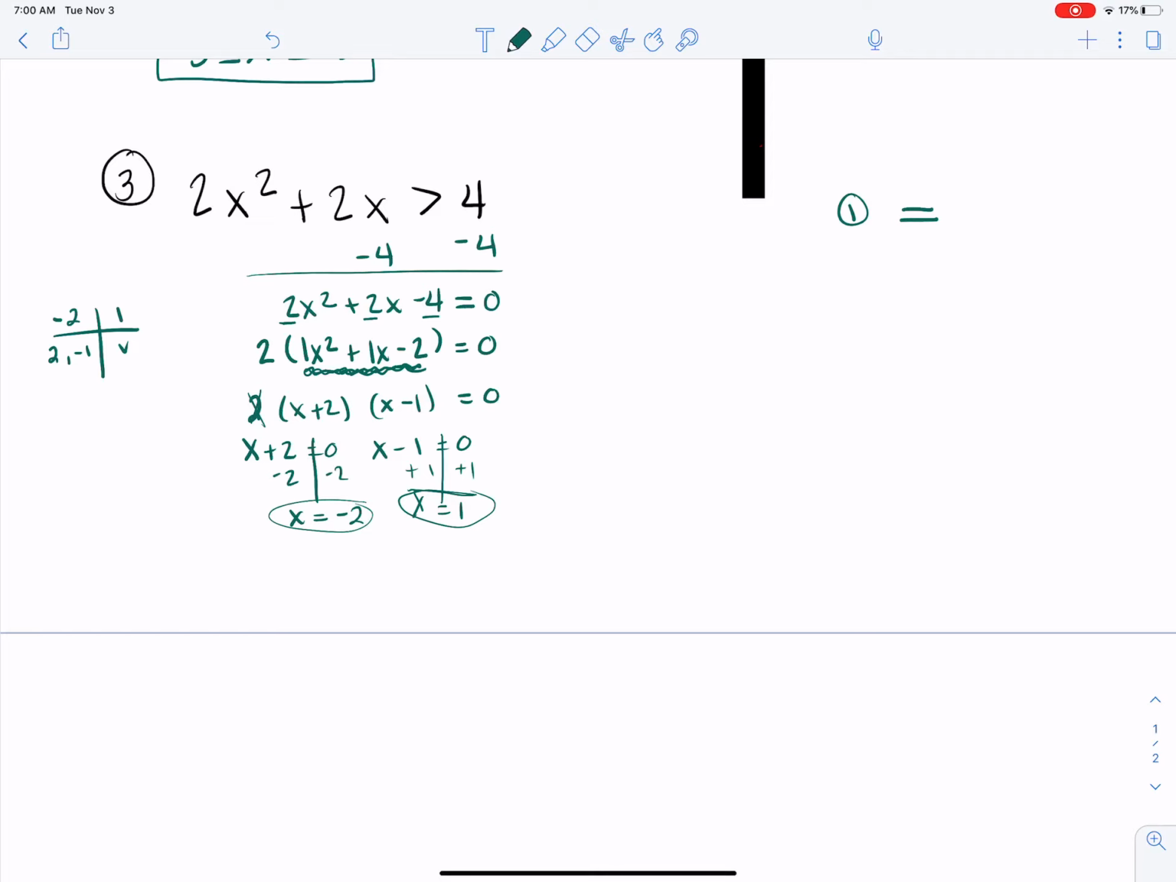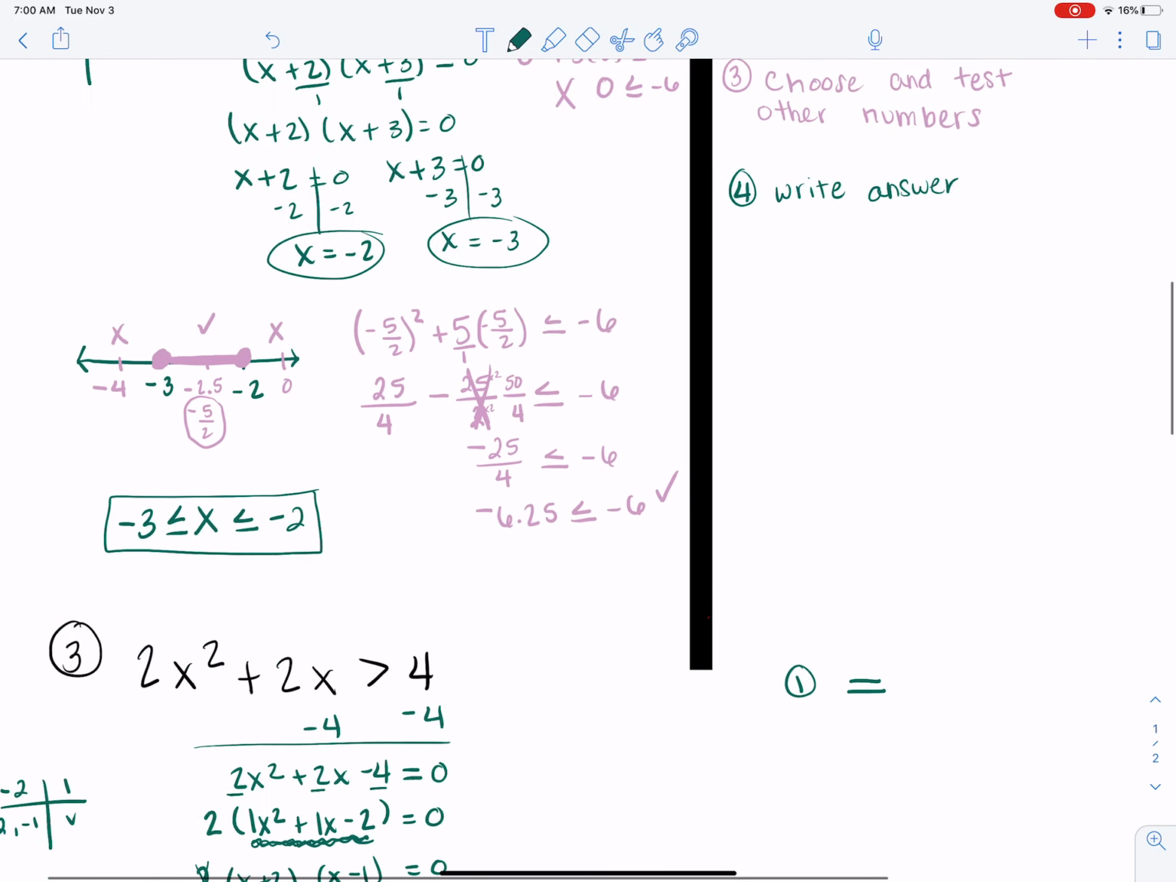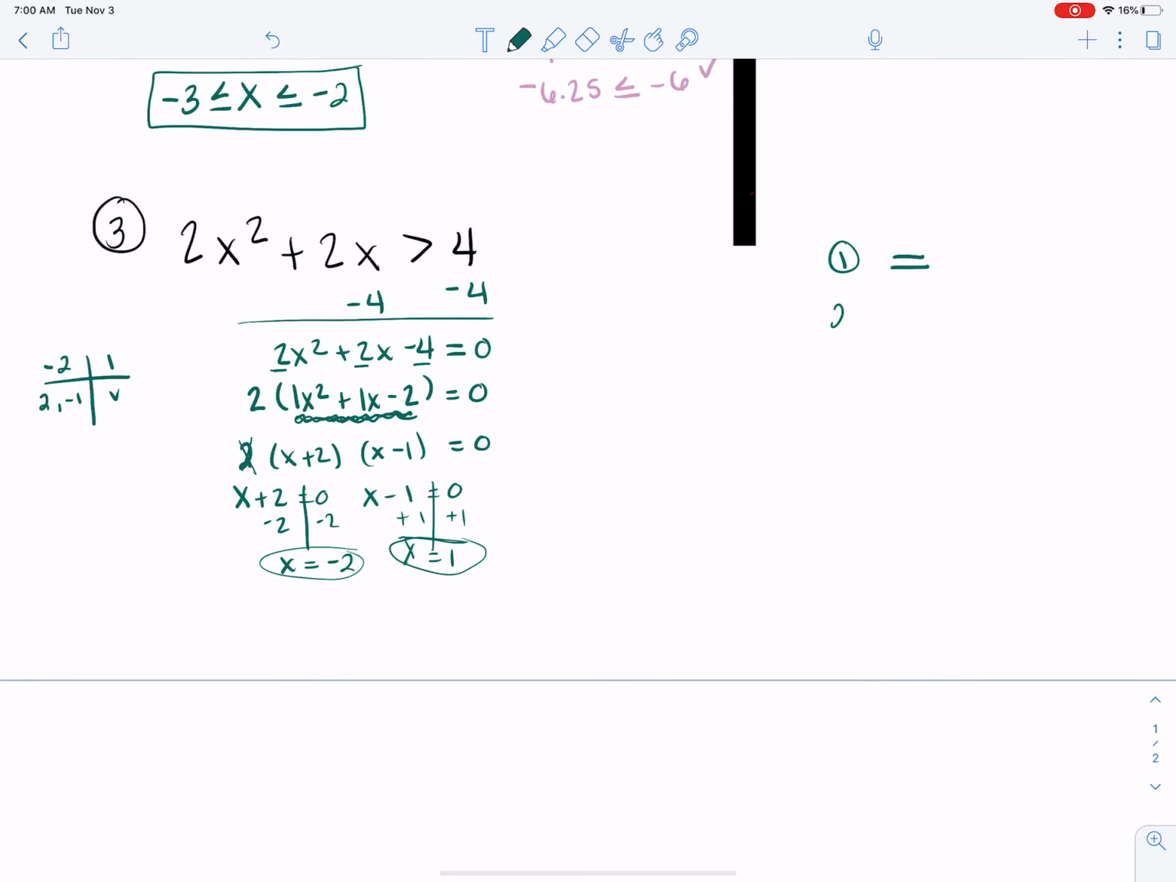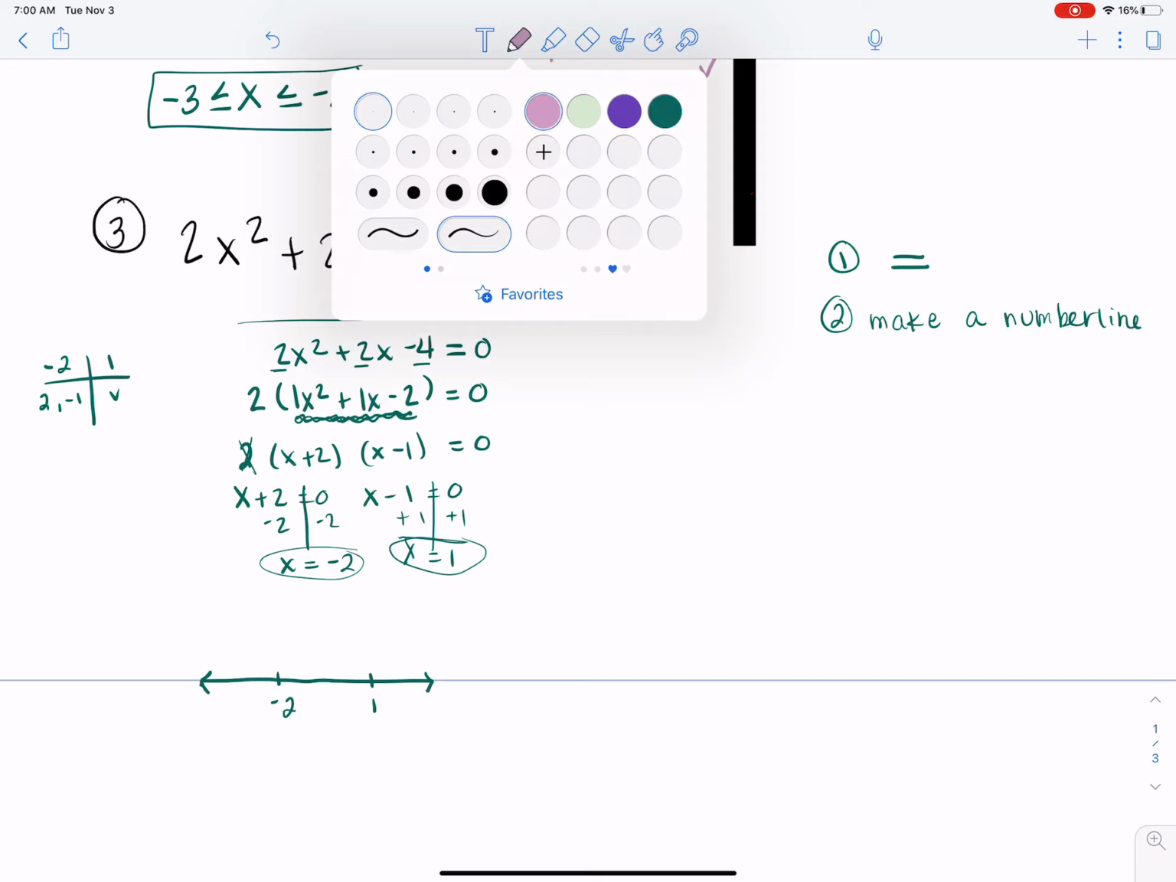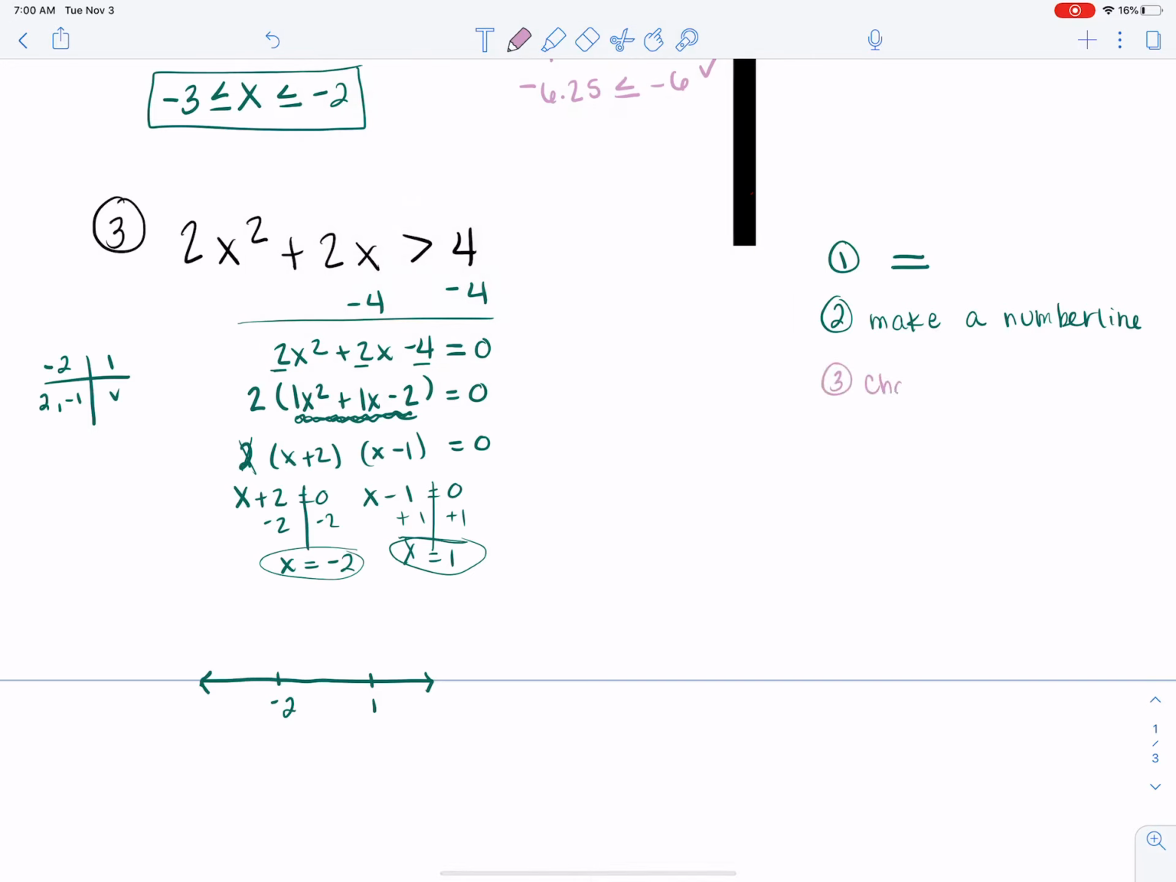Okay, so now, step 2, we're going to make a number line. All right, we're going to put what we already know. So we know negative 2. We know positive 1. All right, step 3. Choose and test other numbers. So I'm going to pick 0, 2, and negative 3.